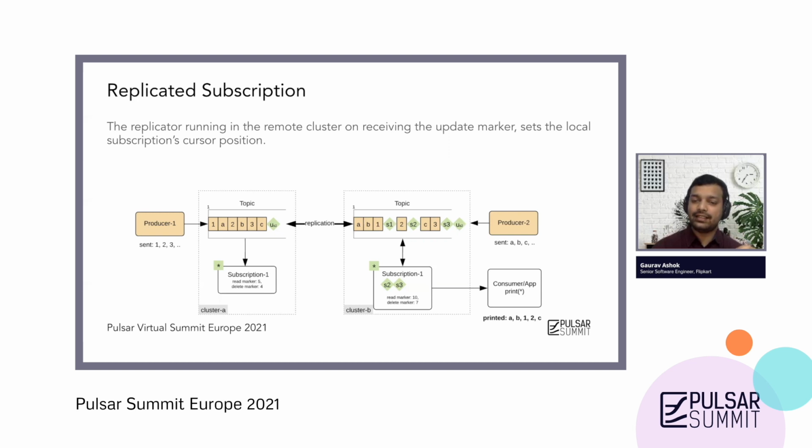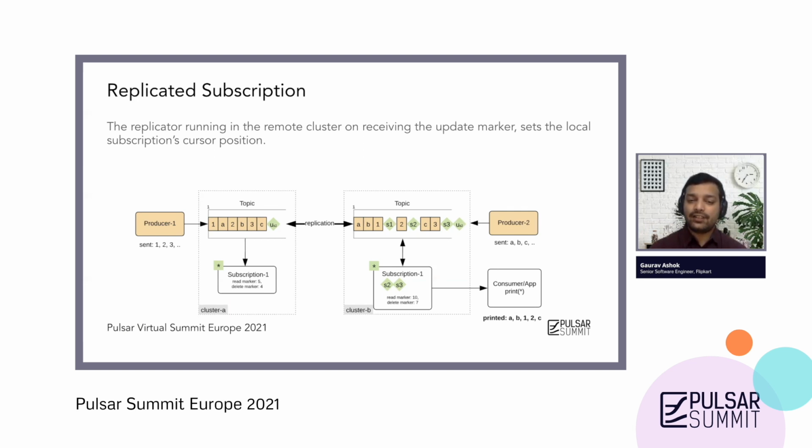To do that, what the subscription will do is create the update marker and push it into the same topic for the replication. Once the replication is done, the replicator in the remote cluster will encounter this update marker containing the mapped offset, and it will use that to update the subscription's cursor position. So once U2 reaches cluster A, the subscription's cursor offset is set to 4, because the subscription offset in cluster B was set to 7, right?